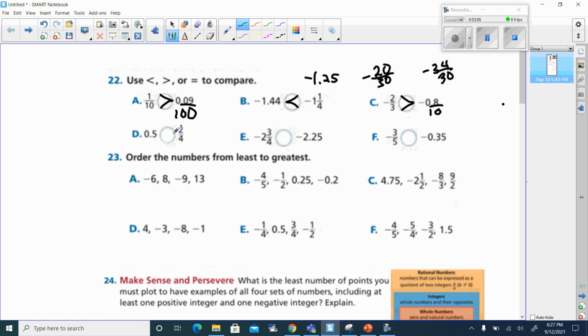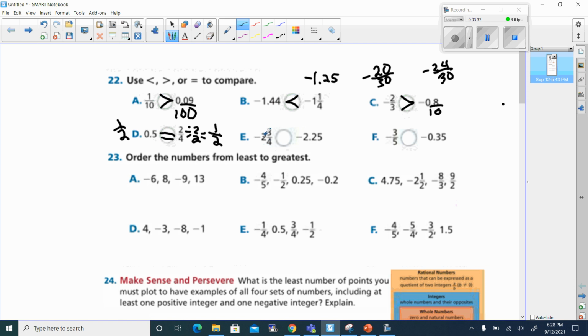Now we got 0.5 and 2/4. Well, 2 over 4 can be reduced by dividing the top and bottom by 2. And divide by 2 over 2, and that's going to give me 1/2. And I know 0.5 is 50%, which is 1/2. So in this case, this is going to be equal.